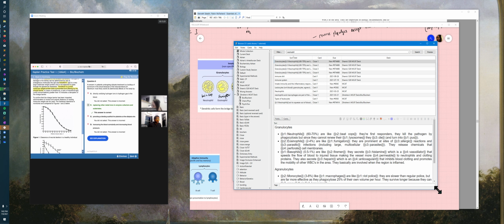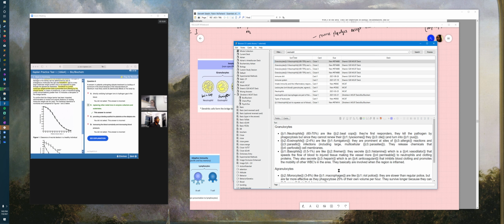I'm looking at that card I made. Basically, I said they're like beat cops, first responders. They kill the pathogen by phagocytosis, but since they cannot renew their lysosomes, oh sorry, I said peroxisomes, my bad, I meant lysosomes. A peroxisome contains hydrogen peroxide, so it kills things that way. But since they cannot renew their lysosomes, they die and turn into pus. So if your lymph nodes are swollen, they're full of dead neutrophils.